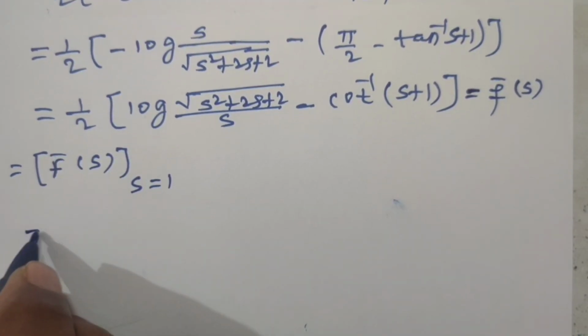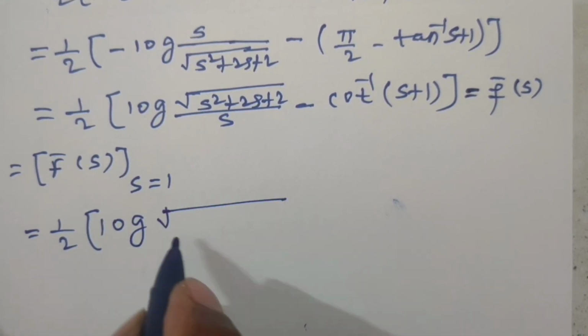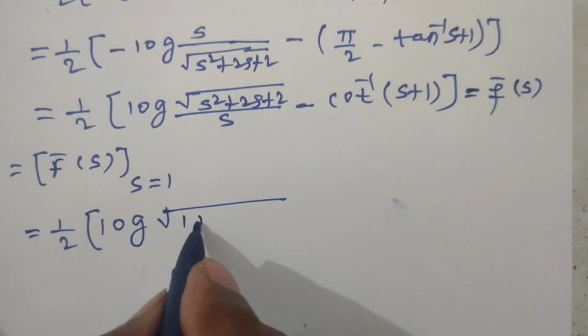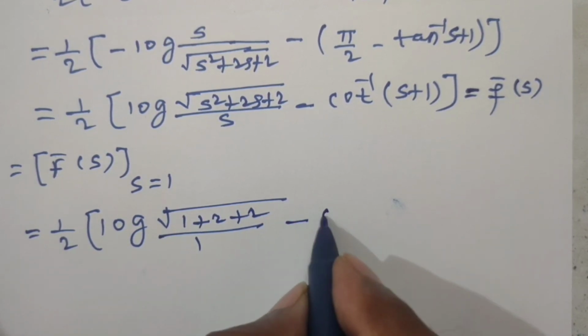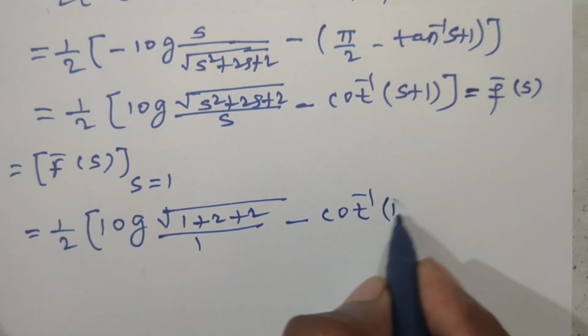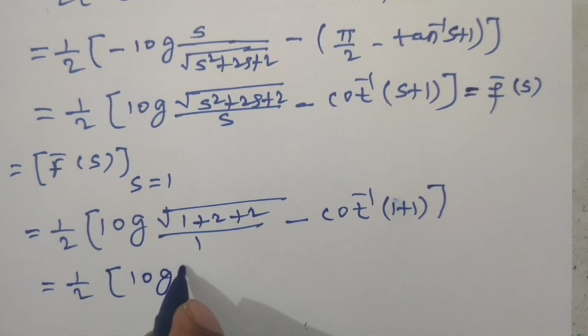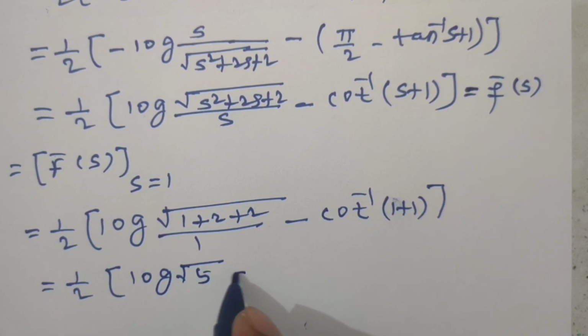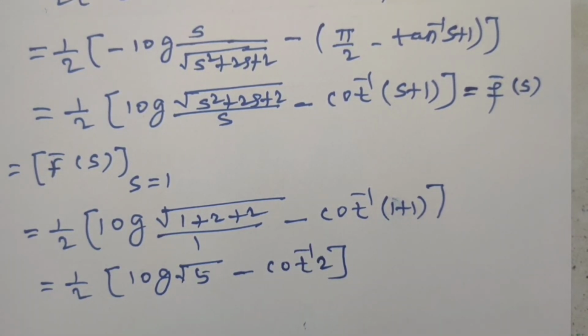This is equal to 1 by 2 logarithm of square root of 1 square is 1 plus 2 divided by 1 minus cot inverse 1 plus 1, that is 2. So this is equal to 1 upon 2 logarithm of square root of 5 minus cot inverse 2. This is the value of the given integral and this is the answer.